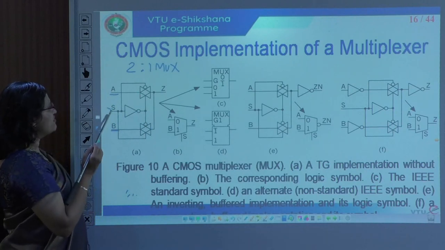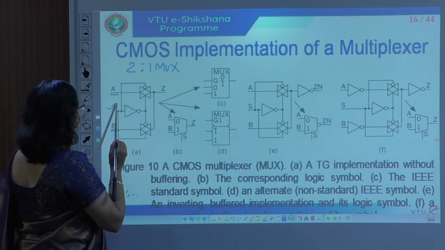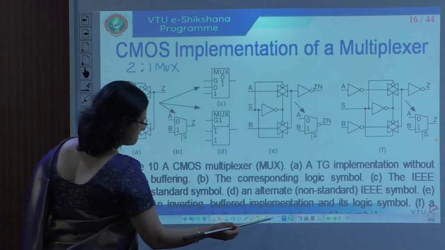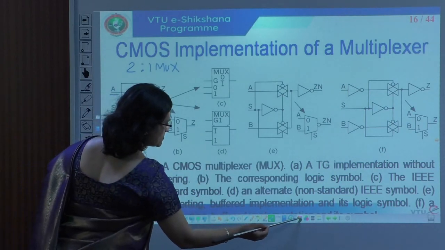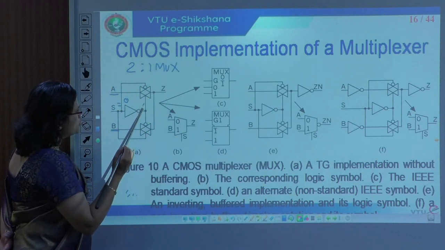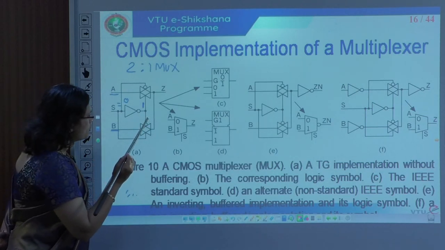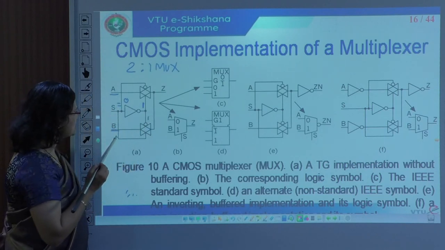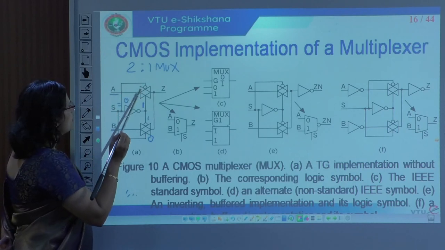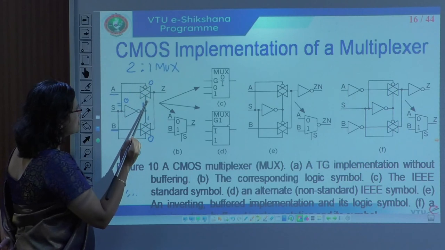Now, if we give S is equal to 0, due to this inverter you get 1 here, right? Now, the bubble indicates it is a PMOS transistor, so you get 1 here. And here S is 0, and this is an NMOS transistor, since the same S is connected here. So this S will be 0 for the PMOS transistor, so here you get 0, and for this NMOS transistor, here you get 1.